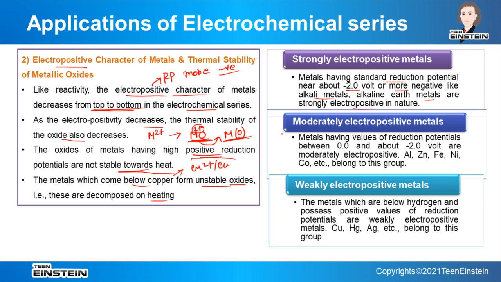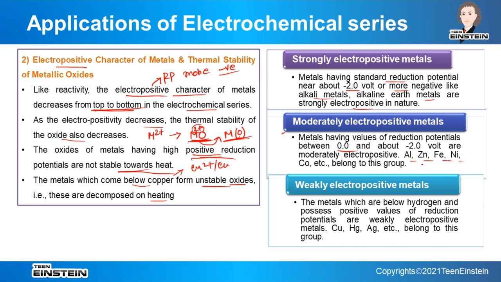Then for the intermediate category, the moderately electropositive metals, the values range from 0 to -2. That means -1, -1.5, -1.8, all these values. So they are moderately electropositive.